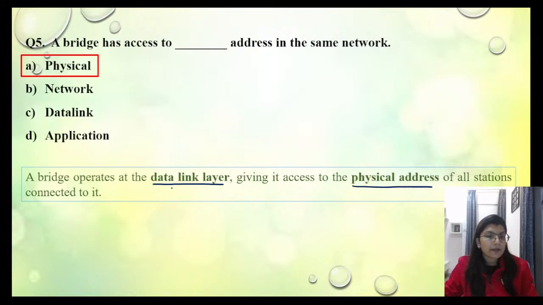So a bridge operates at the data link layer, giving it access to the physical address of all the stations connected to it. So the correct answer is A. Here they are not asking which layer it is working at. They are asking which address a bridge has access to when it is connected to the same network. So a bridge works at the data link layer, but it gives access to the physical address. Okay. Clear, everyone?